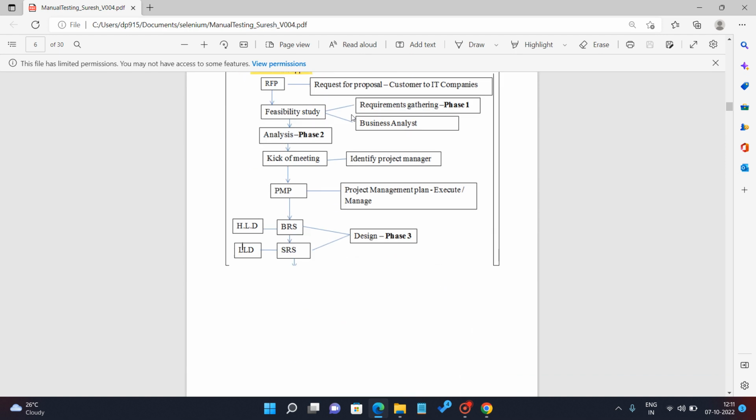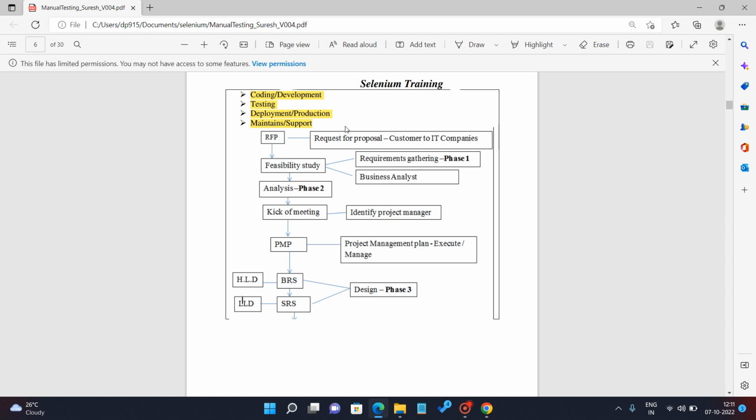First of all, how does a software idea begin? The customer approaches IT companies and sends a request for proposal to the IT companies for a feasibility study. Requirement gathering is the first phase, and the feasibility study and the business analyst are part of the first phase.